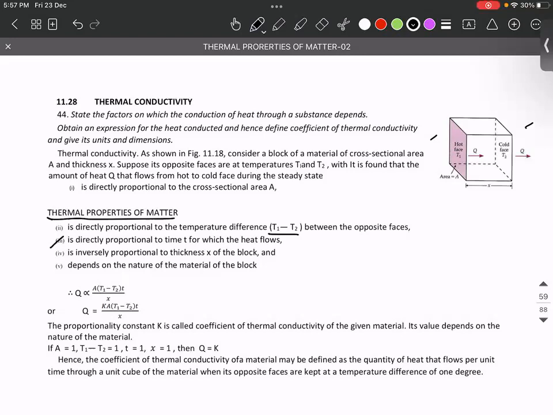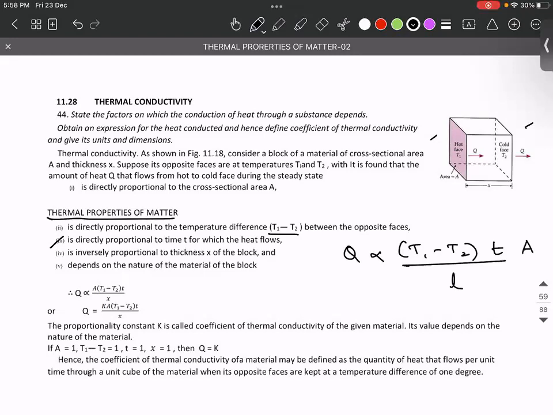Sorry, not directly proportional to length, it's inversely proportional to the length, right? And it is directly proportional to the area of cross-section. So when you combine all these parameters, Q will be directly proportional to T1 minus T2 into small t, divided by L multiplied with A.